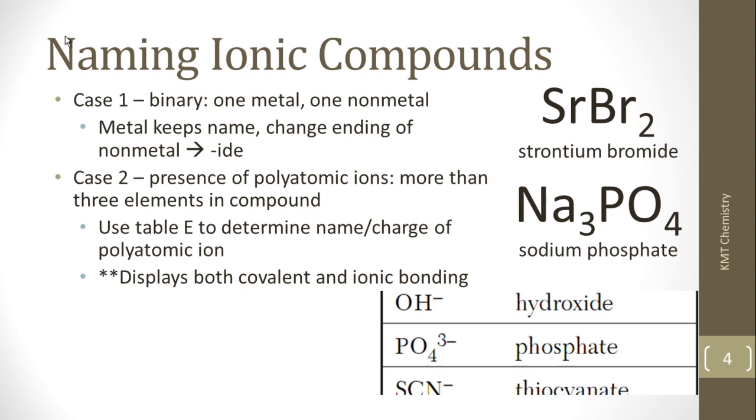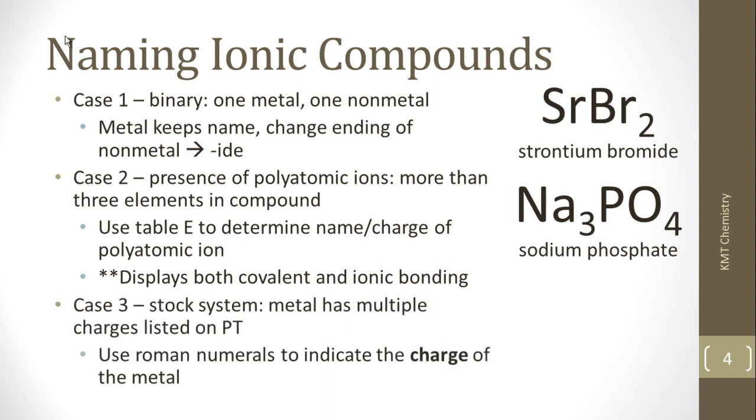The dimercury ion is an example of a cationic polyatomic ion. These are covalently bonded molecules that as a whole have an ionic charge. The third case is any ionic compound that follows the stock system, meaning that it is using a metal that has multiple charges listed on the periodic table. Typically, these are your transition metals between groups 3 and 12.